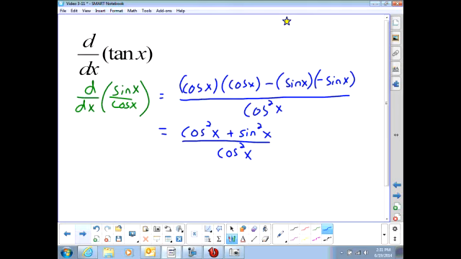Well, we know that sine squared x plus cos squared x is just equal to 1. So we get 1 over cos squared x. 1 over a cos is just a secant, so this is really just secant squared x. So our rule then is the derivative of tan x is just secant squared x.